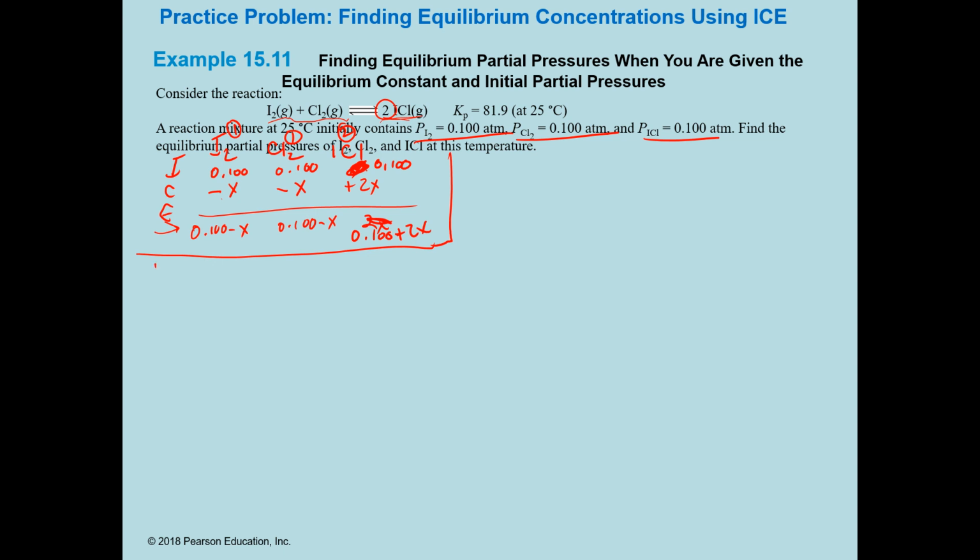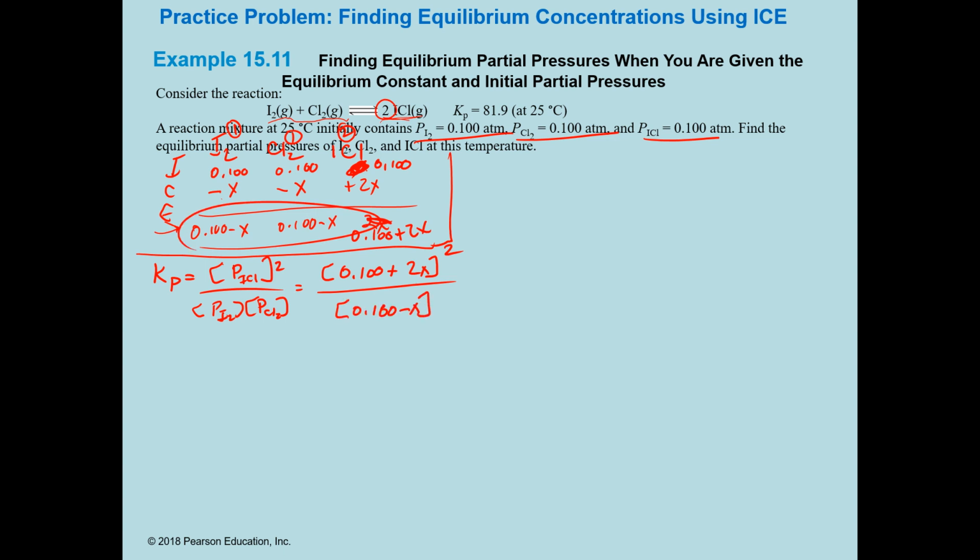All right, so Kp equals partial pressure of ICl squared divided by partial pressure of I2 times partial pressure of Cl2, which is going to give me 0.1 plus 2x squared divided by, and those are both the same, 0.100 minus x squared. So since they're squared on top and squared on bottom, they are a perfect square, and that's equal to 81.9. So the square root of 81.9, I'm just taking the square root of both sides, right, is equal to 0.1 plus 2x divided by 0.1 minus x.